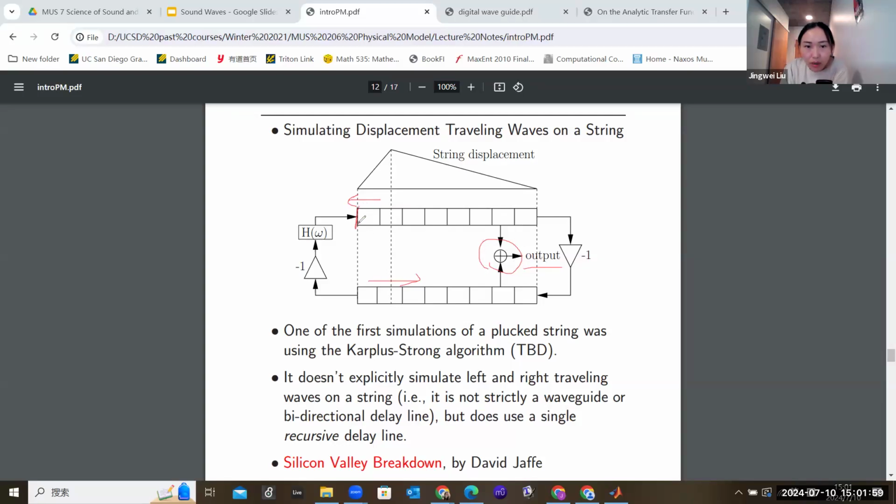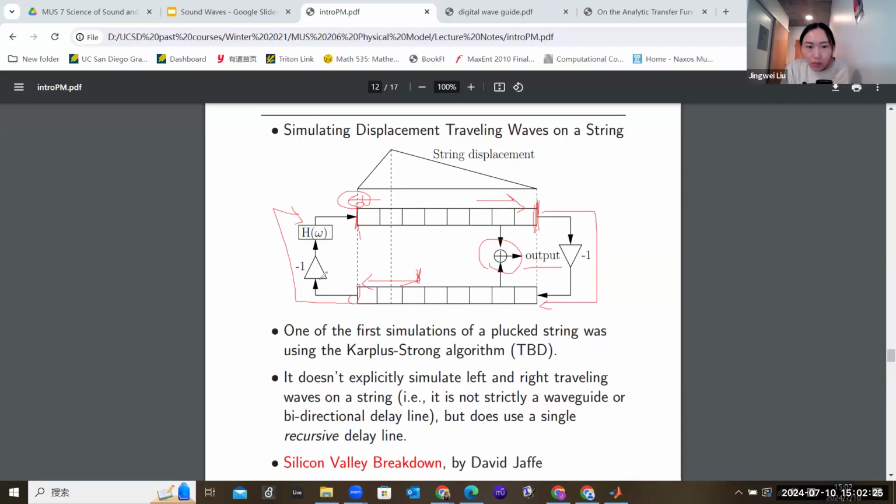And at the boundary, we know the wave will be reflected. So sorry, this should be the right traveling wave, and this should be the left traveling wave. When the right traveling wave hits this boundary, it will be reflected back to the left traveling wave. And when the left traveling wave here hits the boundary, it will be reflected to the right traveling wave.